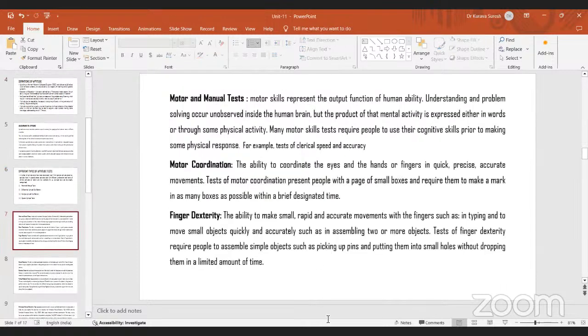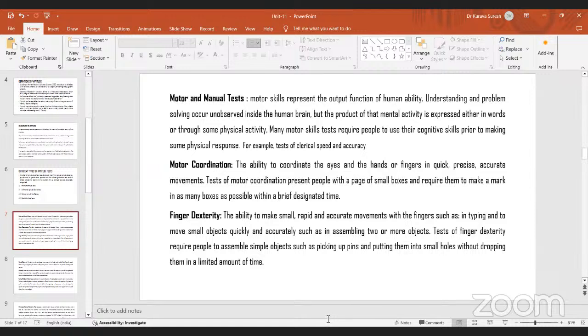Motor and manual tests. Motor skills represent the output of functioning human ability. Understanding and problem solving occur unobservably inside the human brain, but the product of the mental activity is expressed either in words or through some physical activity. Many motor skills tests require people to use their cognitive skills prior to making some physical responses. For example, clerical speed and accuracy in RRB exams.